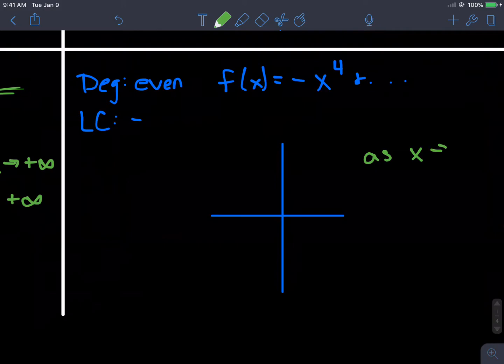let's look at x going towards positive infinity first. So going to the right, if we plug in positive values, x to the fourth, or x to an even, is going to spit out positive values, but then we have that negative coefficient, flipping these and making it go down. So as x goes towards positive infinity, f of x is going to go towards negative infinity.